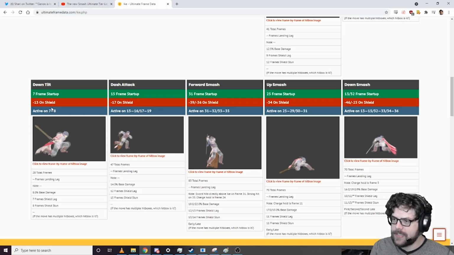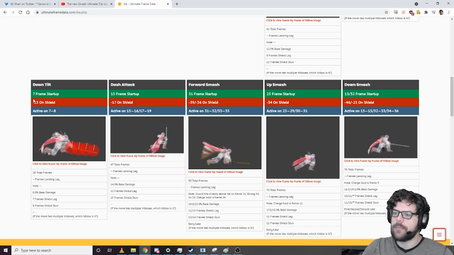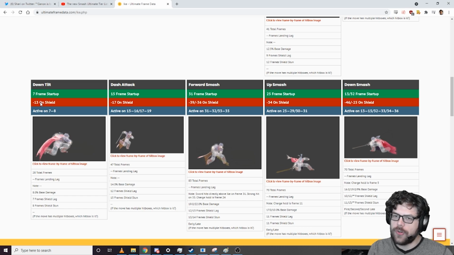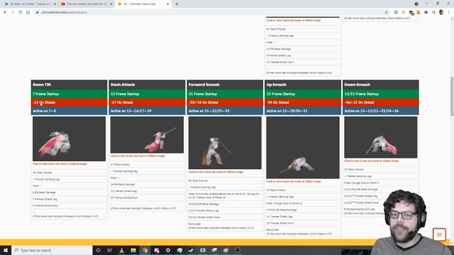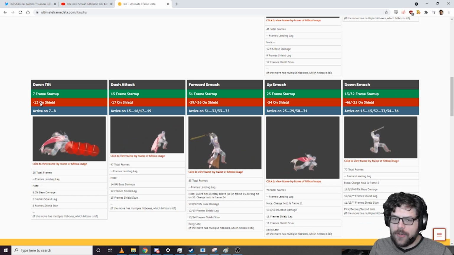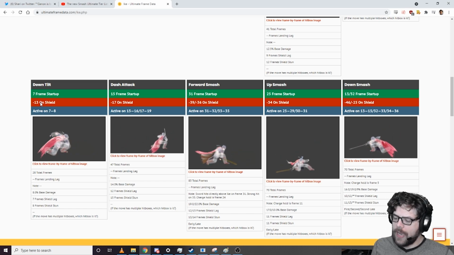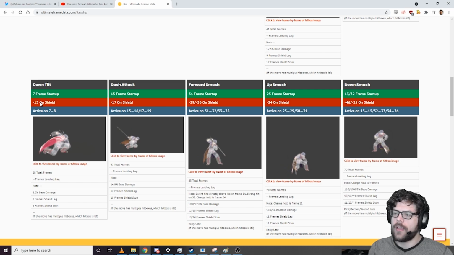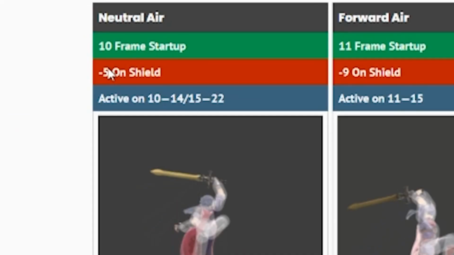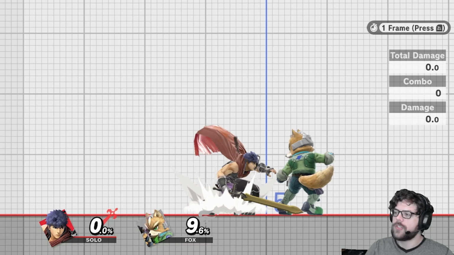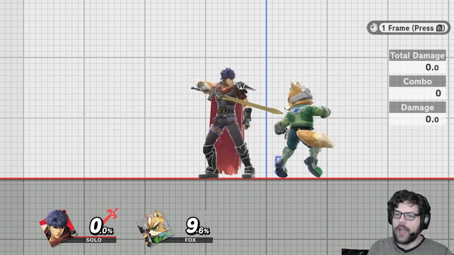Does that make sense to you guys? Frame safety, which is this red number, represents how much sooner the person in shield can act than the person who hits their shield, based on which move they do. So if I do a low spaced nair, which Ikes tend to do a lot, if we look at the frame data here, Ike's nair is minus 5 on shield. That means Fox should be able to act 5 frames before Ike, right?